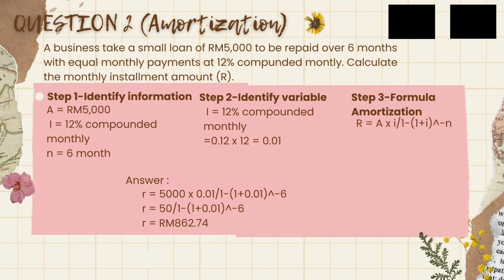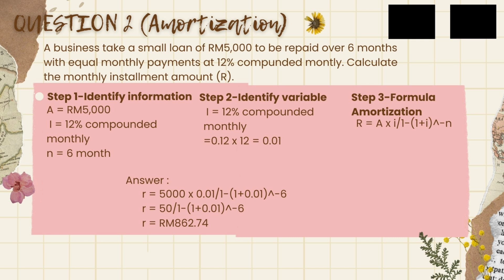Today I'm talking about question 2, the amortization topic. So what is amortization? Amortization is a way to pay off a loan gradually over time with equal payments, where each payment covers 1, interest on the remaining loan balance, and 2, the principal, the actual loan amount being repaid.